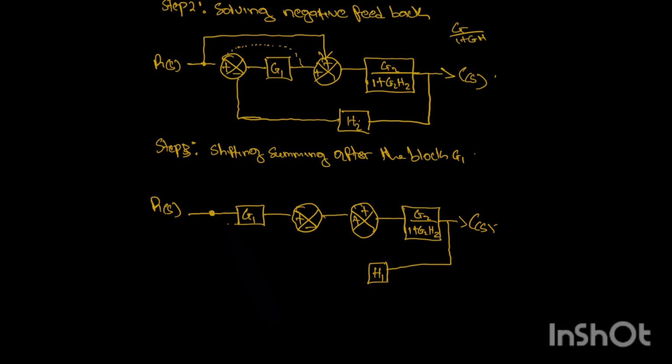As you can remember, we moved this summing point. We moved this summing point to come after G1. To come after G1. So we'll be adding the actual gain. So the actual gain we'll be adding is what? G1. Okay. So here we have this over here. So that's good.